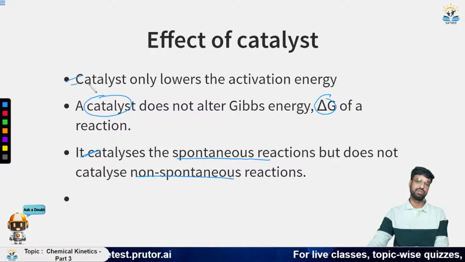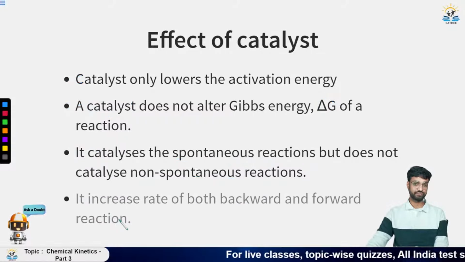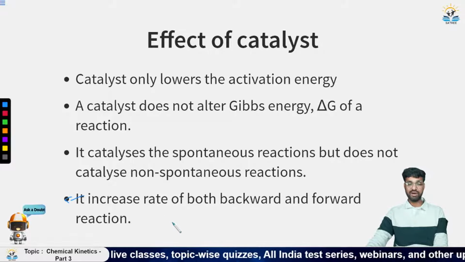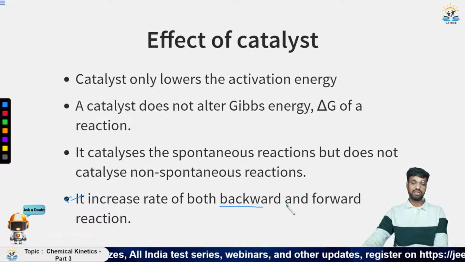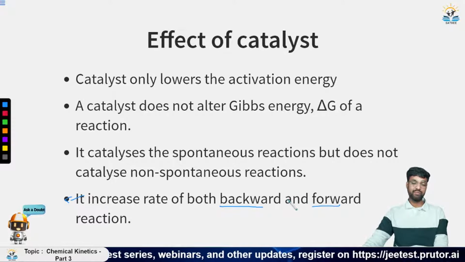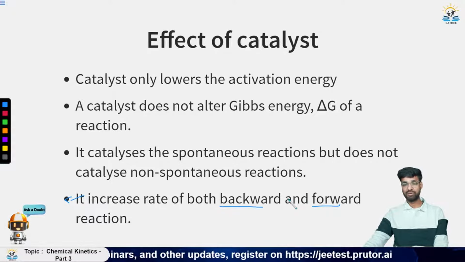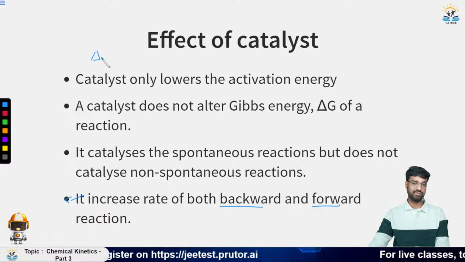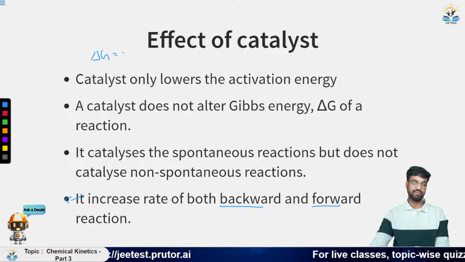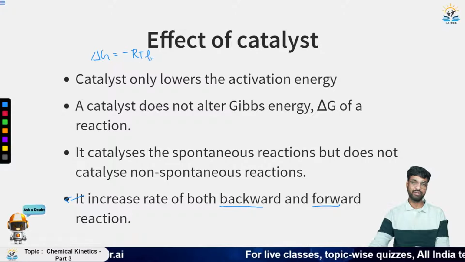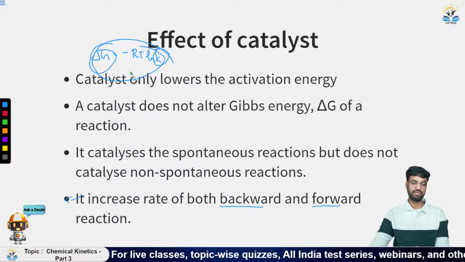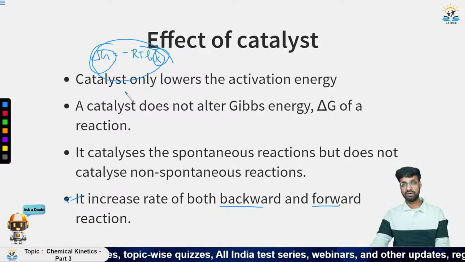This is a very important point, point three. Now this is also an important point to remember: why a catalyst does not alter the equilibrium constant, because it changes the rate of both the forward and backward reactions. So the net change on the equilibrium constant is zero. And we know the relation that delta G is minus RT ln K. We know this equation very well. So K is not changing, delta G is not changing, and vice versa. This was all about the effect of a catalyst.